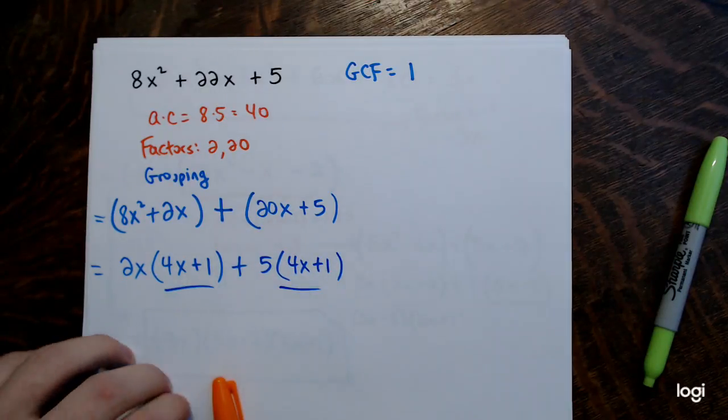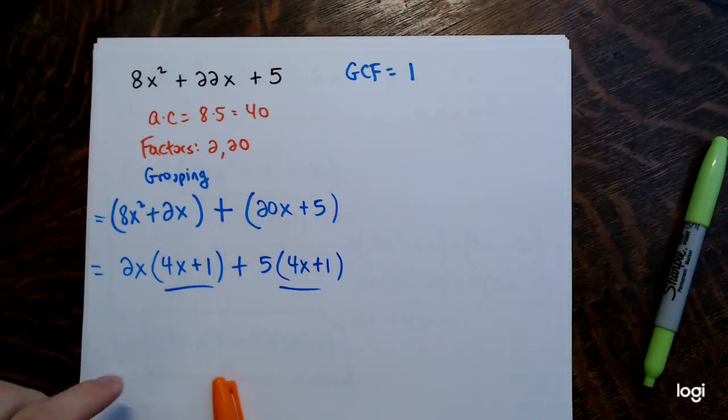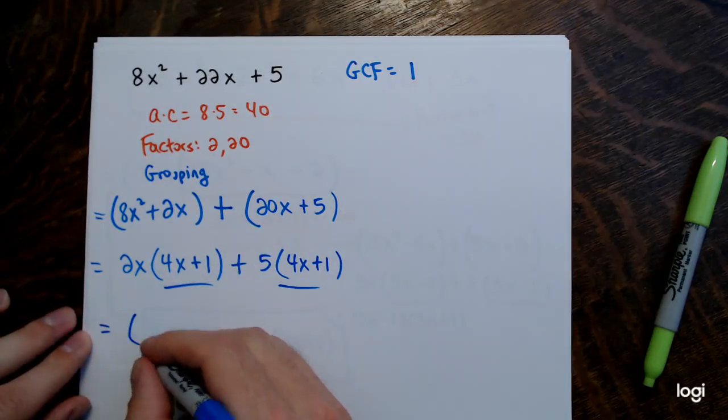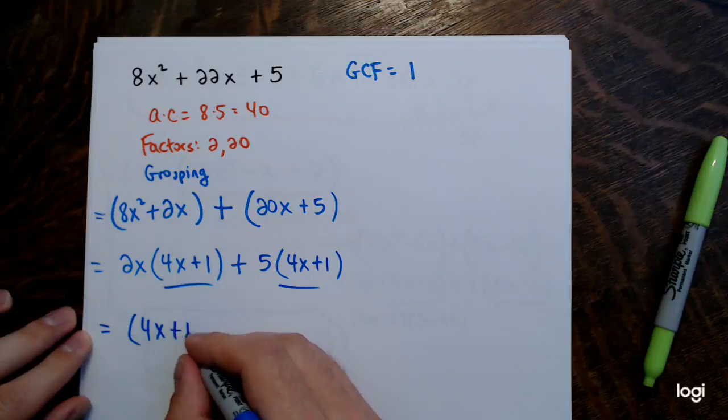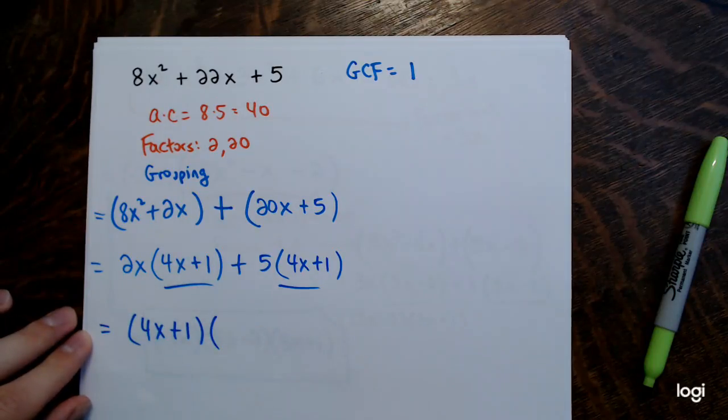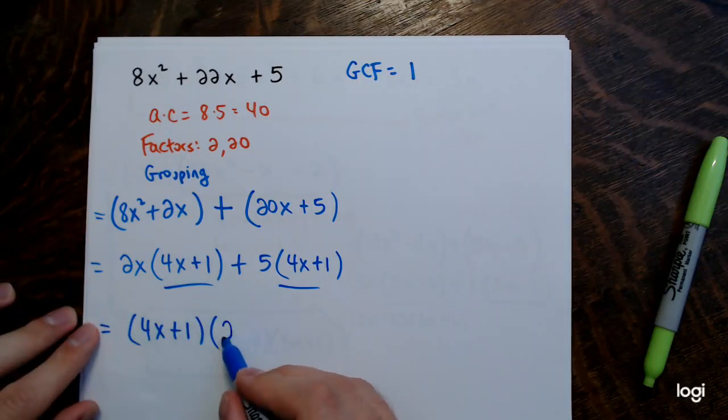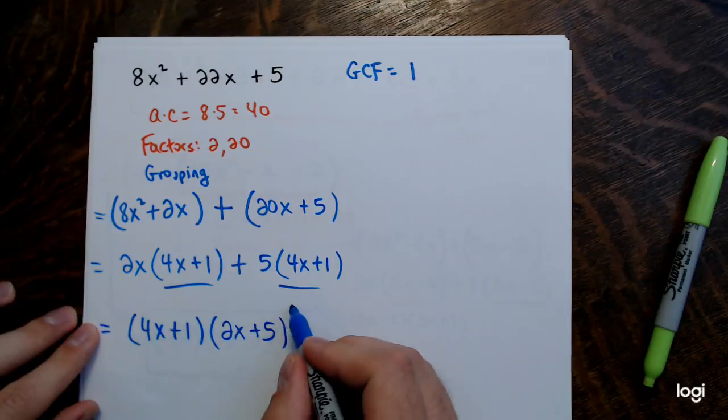And you're seeing the factor of 4x plus 1 in each of these products. I pull that out. Pull out the greatest common factor of 4x plus 1 from these two. And when 4x plus 1 is removed, the other factor is 2x plus 5. And there you go.